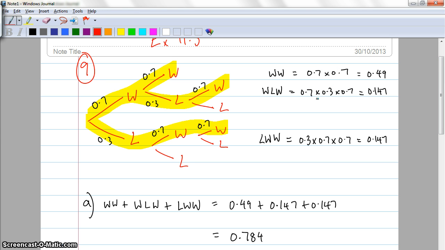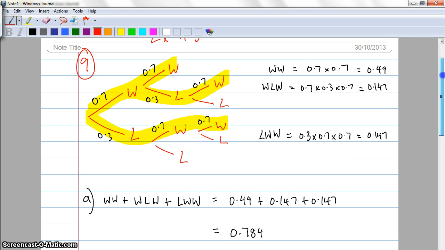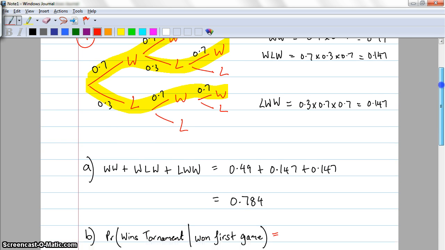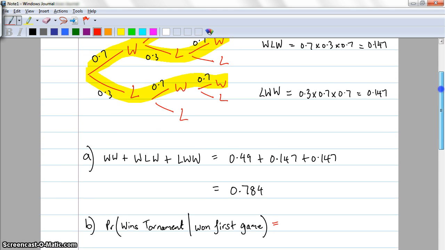Now I want to talk about B. Now, there are a variety of ways of doing this, but this is the one I want to show you. There might be quicker ways of doing it, and I don't mind as long as you do understand this way as well. So B says, and I've written it down here in sort of mathematical language, this is what you'll use in year 11 and 12: given that he won the first game, what's the probability that he wins the entire tournament? So that's what this is saying here. This line here means given. So, given that he won the first game, what's the probability that he wins the tournament?